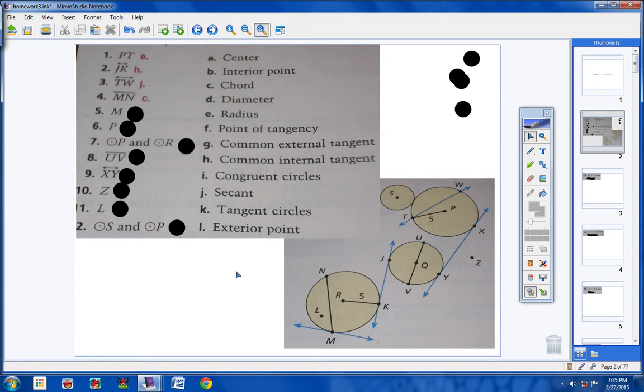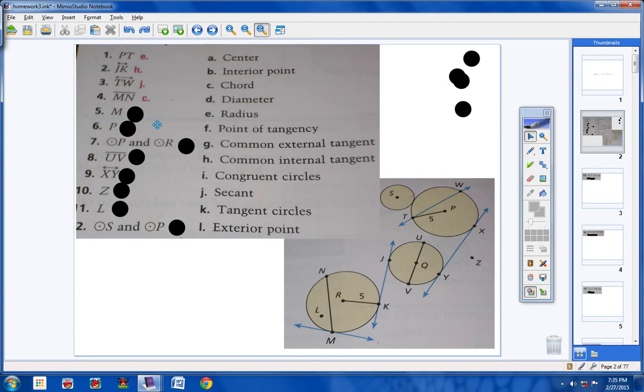Alright, moving on to number 5. Point M. Now, point M lies on the circle, but notice also something else about M. See this blue line right here? Notice how it's tangent to the circle, and it's tangent right here at point M. Well, remember, when a tangent line is tangent to a circle at a given point, we call that point the point of tangency. So number 5 is going to be letter F, the point of tangency.